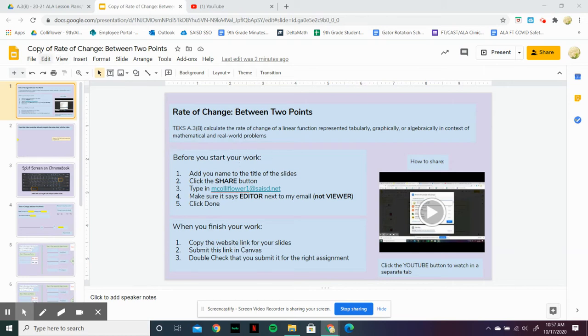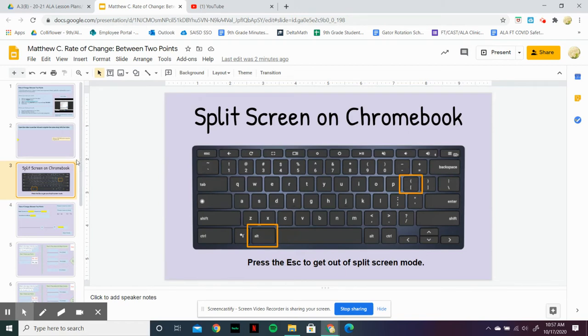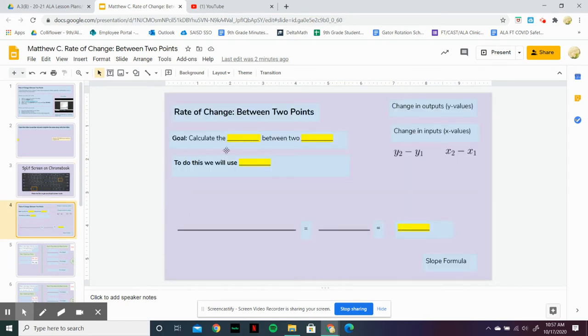Before you start your work, make sure you add your name to the title of the slides and share your slides with me as an editor. When you're done, make sure you turn in the link to the Canvas assignment. Here is the video that you will watch. Here is instructions on doing a split screen for Chromebook so you can watch the video while you add to the slides. So let's begin.